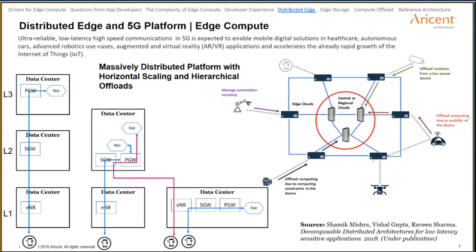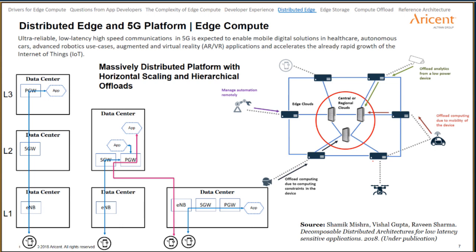If, for example, your application can tolerate 50, 60, 70 milliseconds, but is extremely mobile, then most probably you would like to move the application a little behind in the network, maybe on a central office or maybe in a regional data center, so that you don't have to worry about migrating workloads from one base station to another as the device moves on. So say, for example, a drone, and it's flying all over the Bay Area or a certain city or certain location, and you start moving applications as it hands over from base station to base station. It's going to be a nightmare.